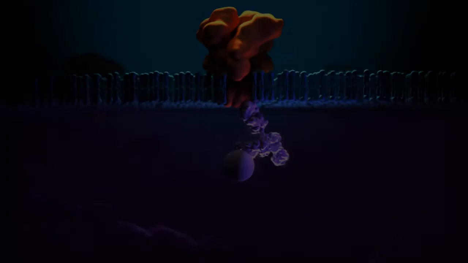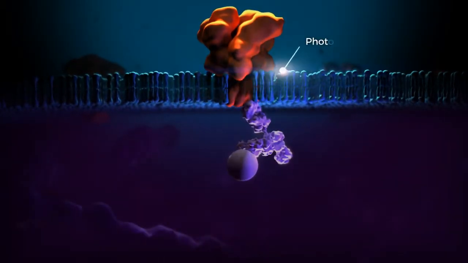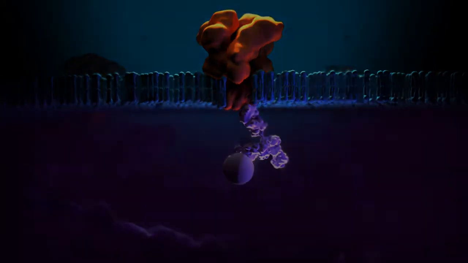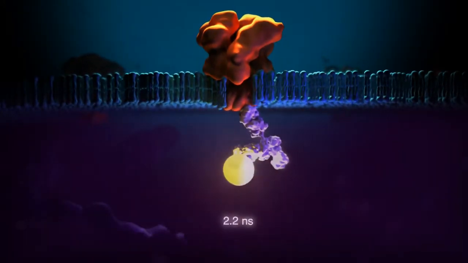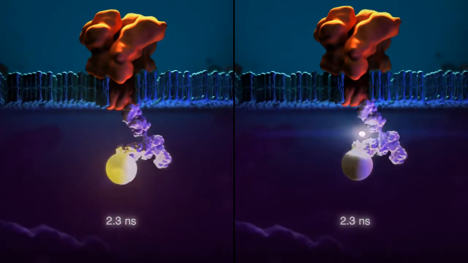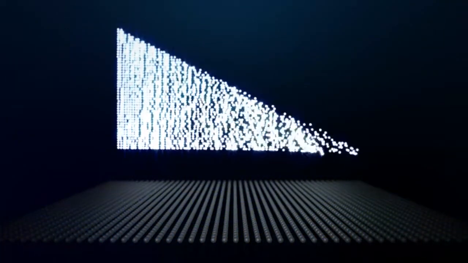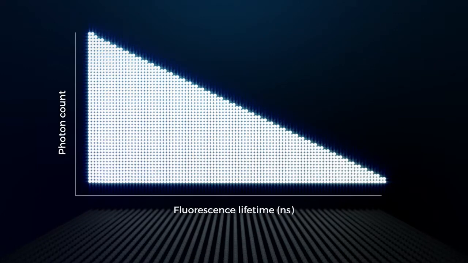When a fluorophore is excited by light, it releases a photon after a certain period of time. This period of time is referred to as the fluorescence lifetime, which may vary between individual fluorophores. In FLIM, the photons released by the population of fluorophores are counted to measure the mean fluorescence lifetime.